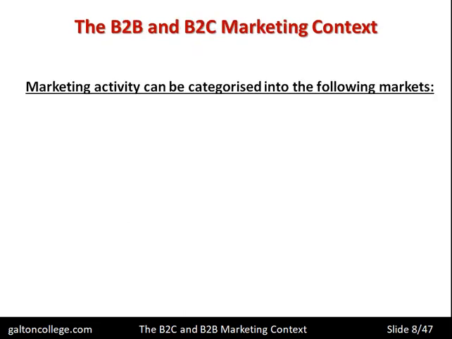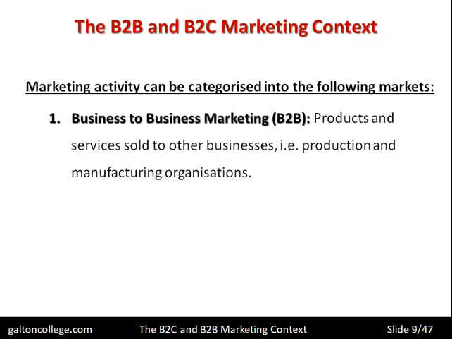Now, marketing activities can be categorized into the following markets: business-to-business marketing, B2B, products and services sold to other businesses, for example, production and manufacturing organizations. So the output of one company might form the input of another company. So one company may make certain engineering components which are sold to another company and used as an input in their product. That would be a business-to-business relationship. But there are many examples of business-to-business relationships.